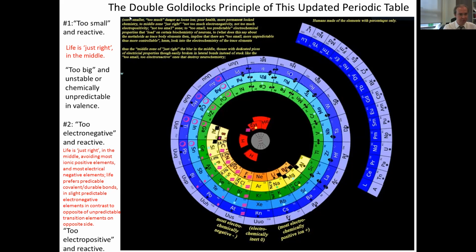So the double Goldilocks principle: too small or too big, we're just right in the middle of the size of the elements. Too electronegative, too electropositive, just right in the middle. Slightly electronegative, but making very stable bonds.